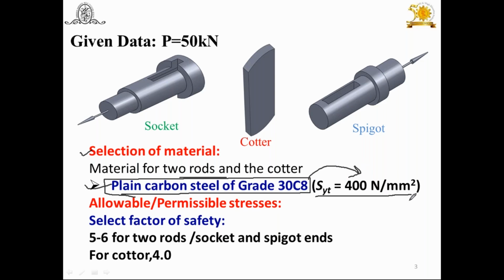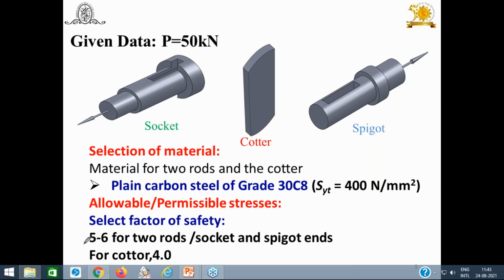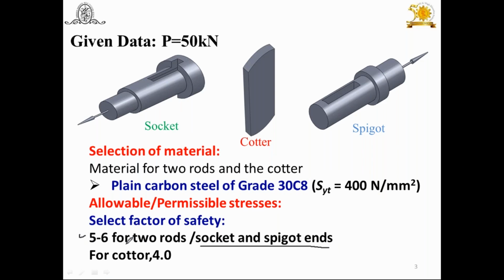While selecting the material for the socket and the spigot, the material for the cotter also has to be selected. But here in this problem, the material for the two rods, meaning spigot and socket, and the cotter is selected as plain carbon steel 40C8, having SYT 400 Newton per mm square. Then we have to select the factor of safety. The factor of safety for the two rods, or socket and spigot, is in the range of 5 to 6. You can consider 5 or 6, and for the cotter it is 4. It's the FOS, factor of safety.